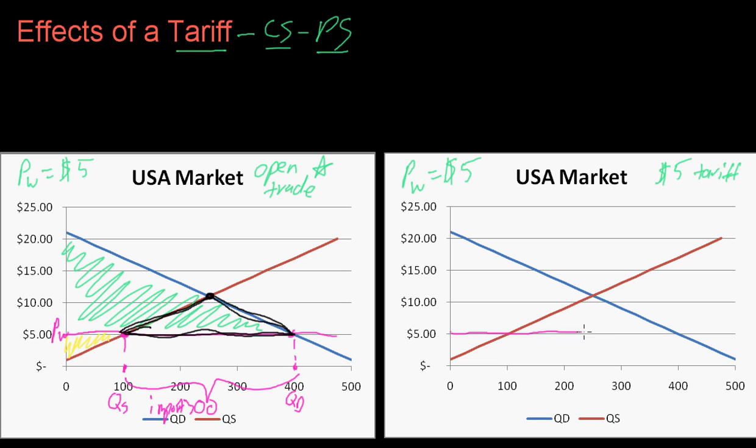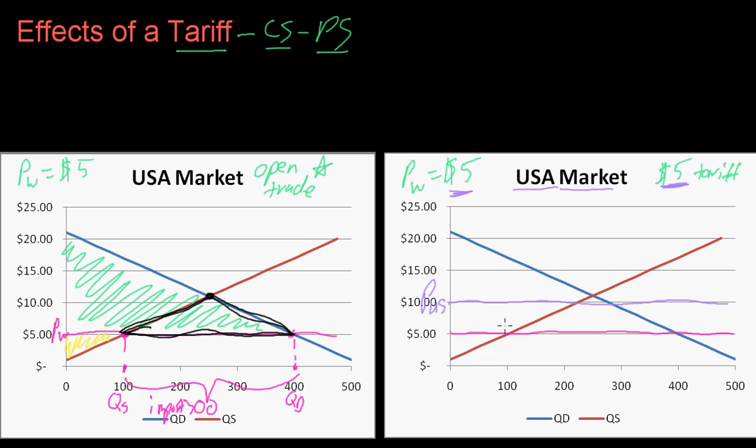But that's not the price that people pay in the US anymore. In the US, people pay $10, because they have to pay $5 for the world price, and then they have to pay a tariff. So this is the price that is paid domestically in the US. And I'm not even going to worry about the world price because it doesn't matter, because all we're looking at is the American market. So in the American market now, toys are $10, because we have to pay whoever is manufacturing these toys abroad $5, and then we have to pay the US government a $5 tariff.